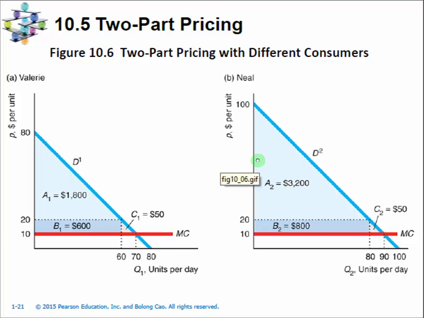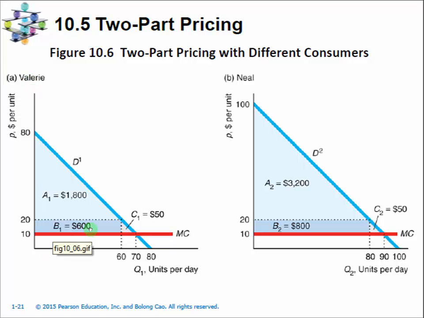The access fee will be set at $1,800 because it's less than the available consumer surplus, so Neil will be happy to pay that. The price will be $20, but at a $20 price, Neil will purchase 80 units. So on top of the marginal cost, there's $10 margin from the per unit sales, so 80 units bring in $800 in producer surplus.